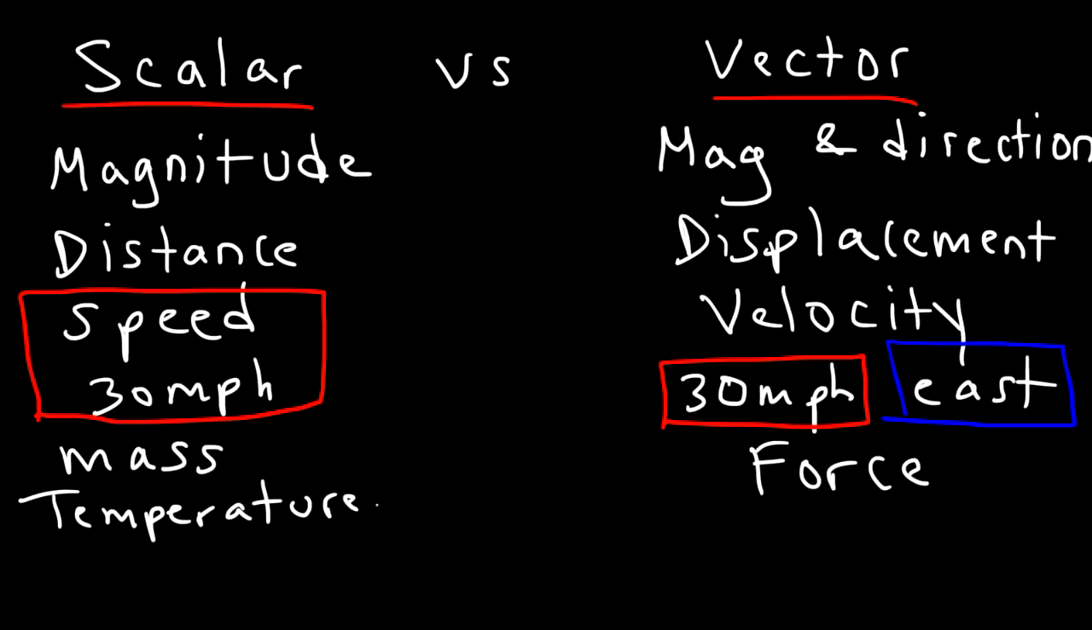But as you can see, temperature, you can only describe it in terms of magnitude only. You can't describe it in terms of direction. You can't say it's 85 degrees Fahrenheit east outside. It just doesn't make sense.